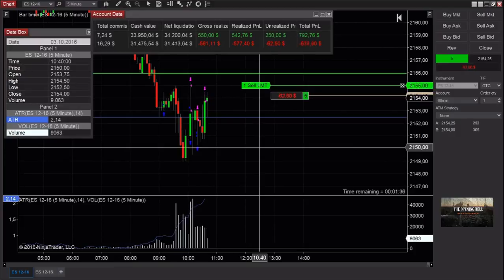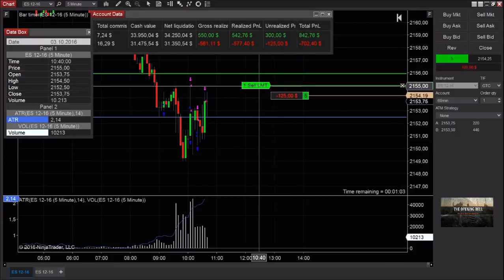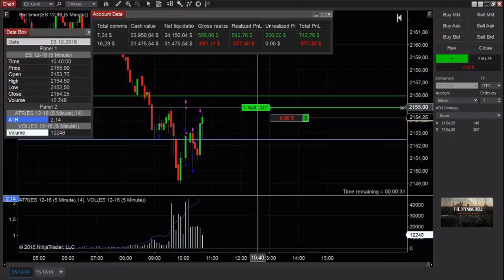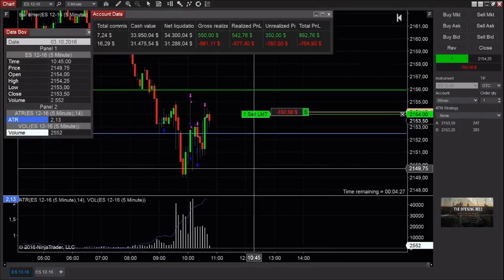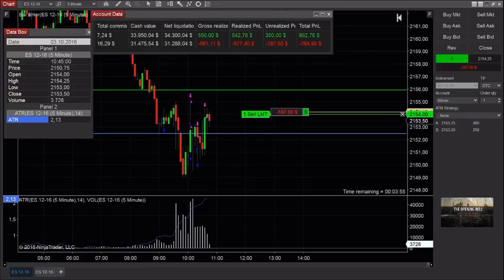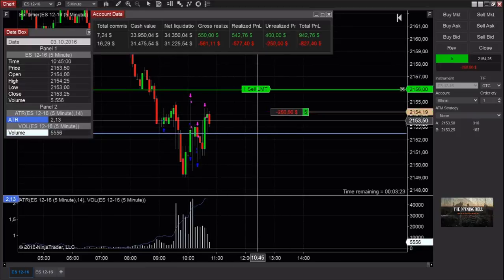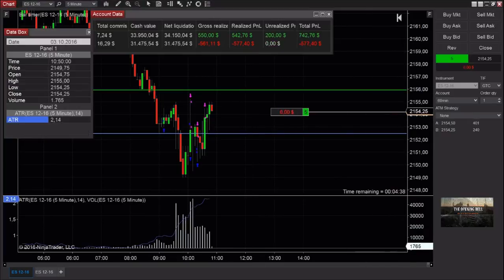For each contract you trade, for example, in this case we trade 5 contracts. We are in a long position at the moment from 2,154. So basically this market is traded in contracts, and the value of one contract, or the point profit of one contract, is around $50.